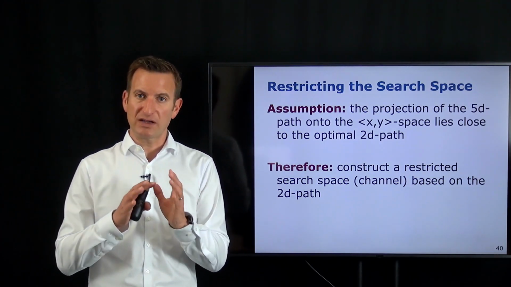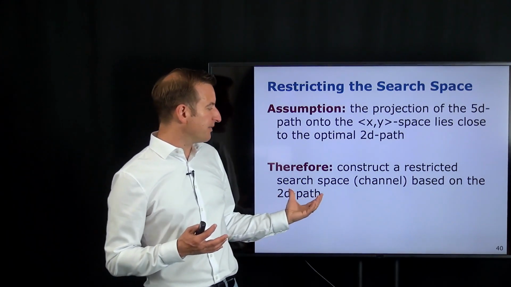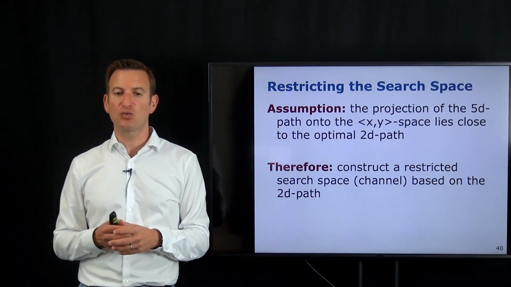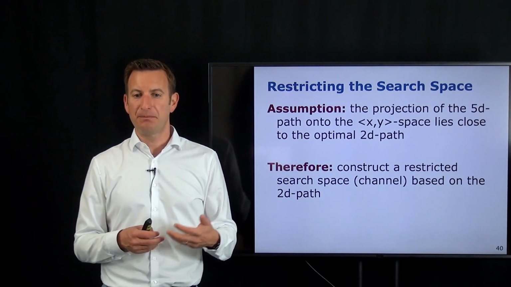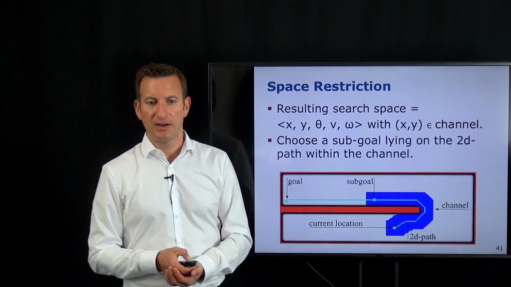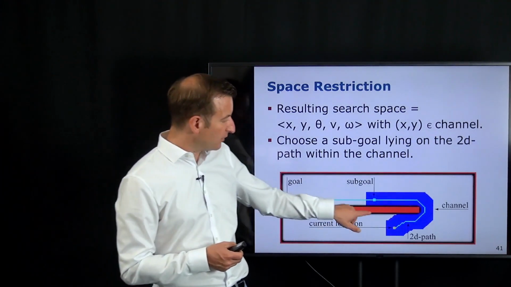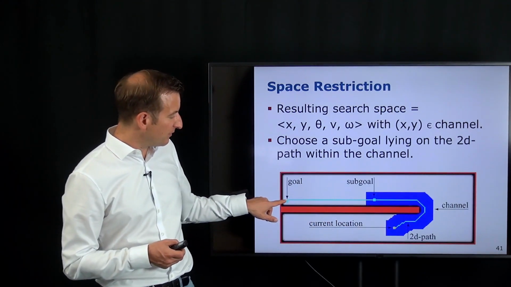So what we construct is a kind of channel, or this kind of 5-dimensional funnel, around this 2D path, around these XY locations. We basically restrict the space in X and Y and then perform the high-dimensional planning only in this restricted search space. And this can be illustrated over here. So we may not even have enough computational resources to fully plan towards the final goal.